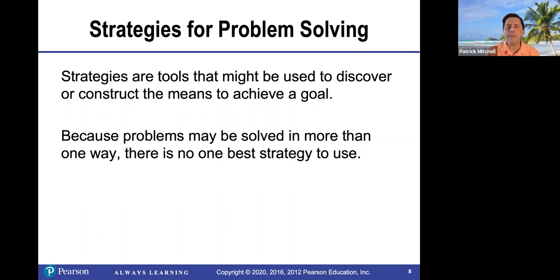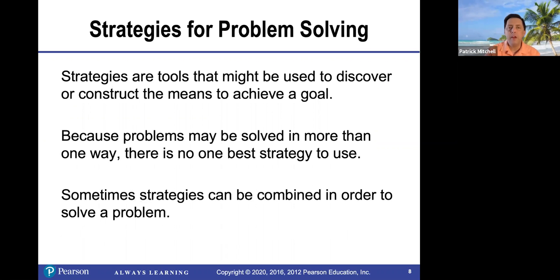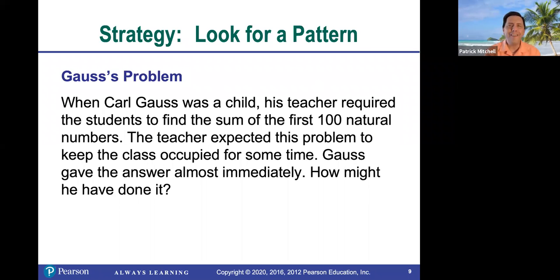Because problems may be solved in more than one way, there is no one best strategy to use. Sometimes strategies can be combined in order to solve a problem. All right, this is one of my favorite problems. It's a very famous problem, and they call it Gauss's problem here.